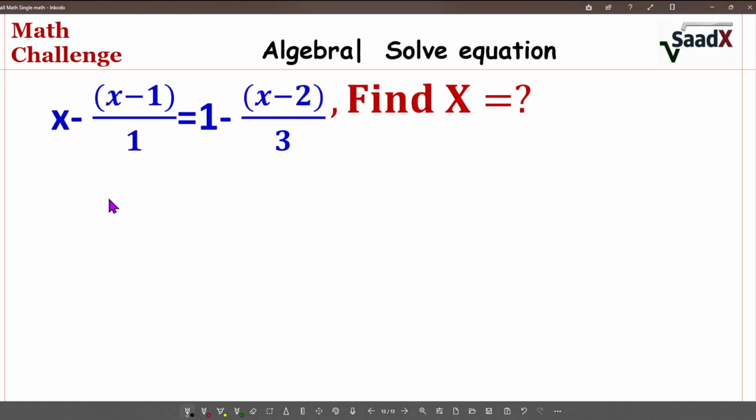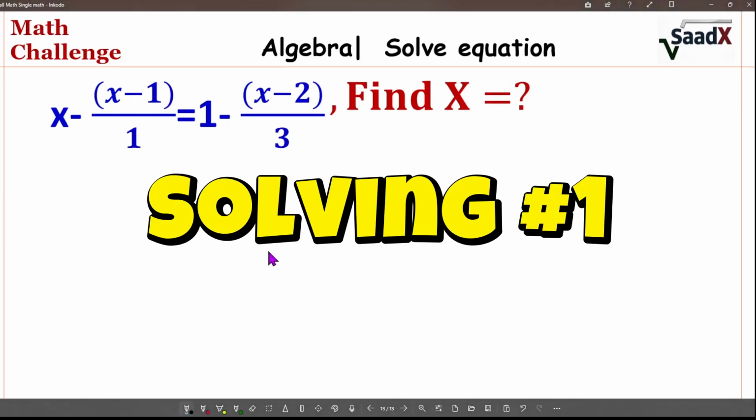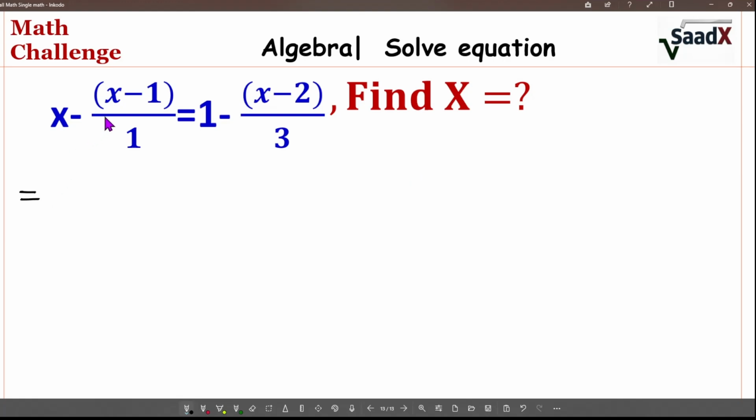In this video I am going to solve two math problems. Find x when (x - 1)/1 = 1 - (x - 2)/3. So this is a fractional equation, and we have to find x. We are going to solve it step by step.